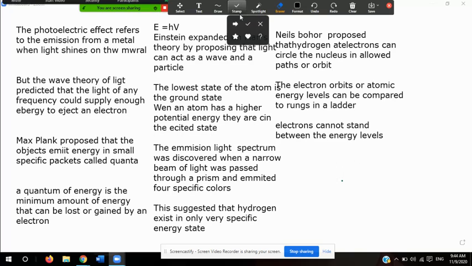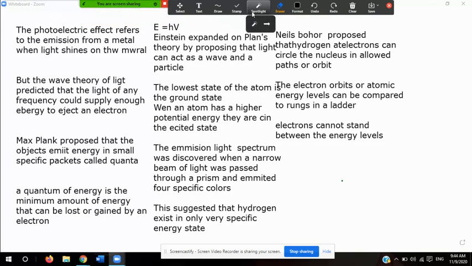Okay, so that's where we left off. We know that if light hits metal at a specific frequency, it's going to cause an electron to transfer. The wave theory of light did predict that light of any frequency could supply enough energy to eject an electron, but it didn't quite fill in the gaps in terms of how or why, or if that varied from specific metal to metal.